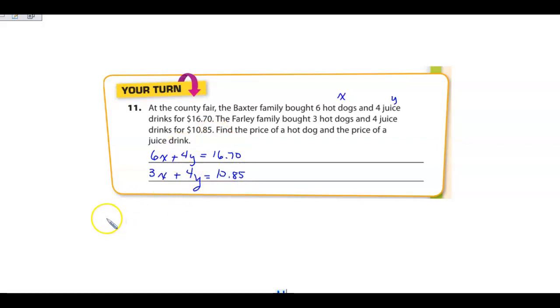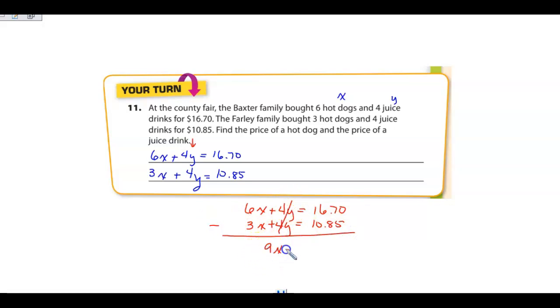Looking at these two equations, which one am I going to eliminate? Yes, I'm going to eliminate my y's. So I have my 6x plus 4y equals 1670, and 3x plus 4y equals 1085. Because they are exactly the same, the best solution is to add or subtract. If you said subtract, you're correct. These are eliminated, and we have 9x equals, and we're going to take 1670 and subtract 1085 from that.